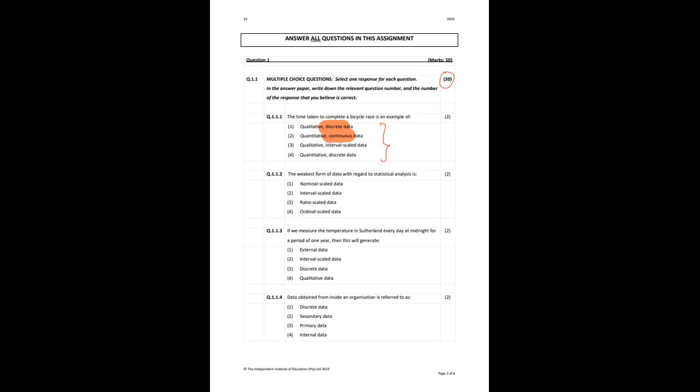So continuous data is data that can take on any form, meaning it can be, like I mentioned just now, negative, a decimal, an integer, a fraction, any type of data.